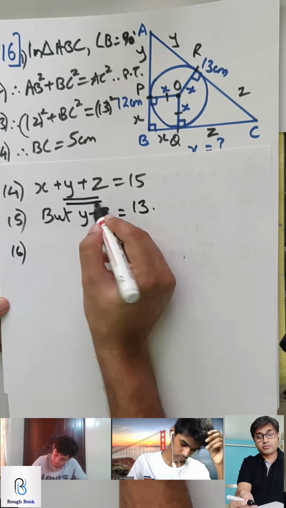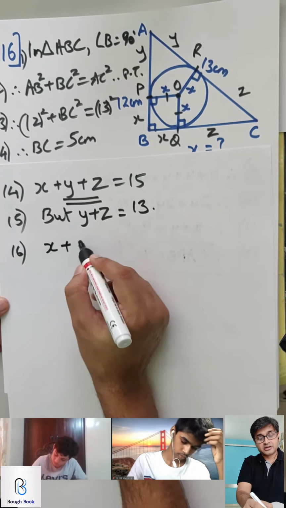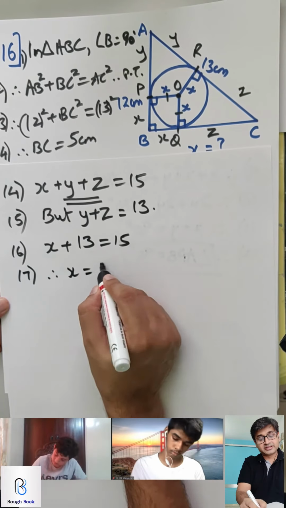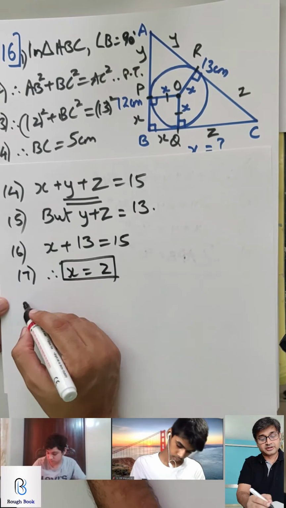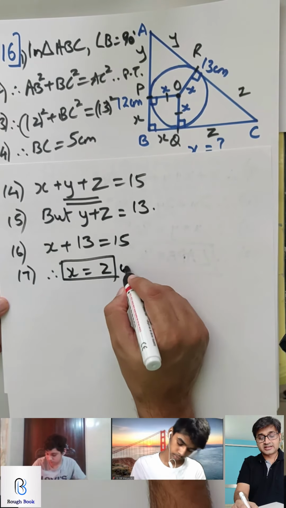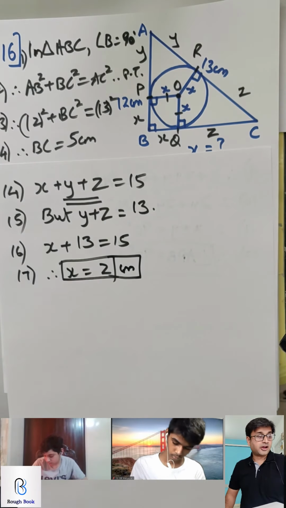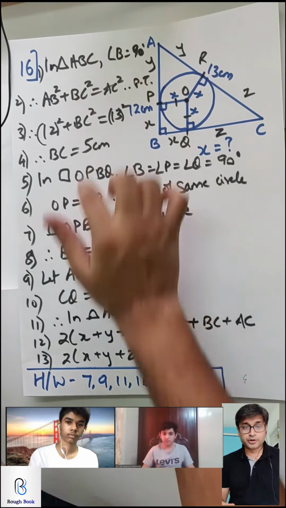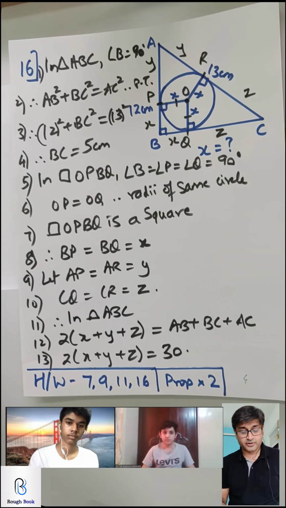So now you already know Y plus Z, substitute that here. So X plus 13 is equal to 15, and therefore we can say X is equal to 2 centimeters. So your main target was X and we found X. I hope you guys got this one before them. Alright, so I hope you're getting all these sums and you got this latter part as well.